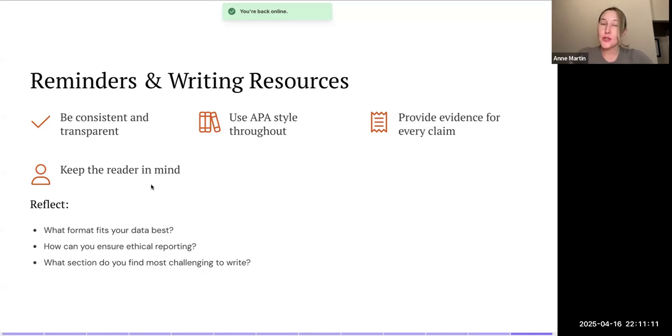Oh, I did want to mention too, at the end of chapter 1, there's an example of an APA manuscript that's annotated in the text to show you the different headings. So make sure you check that out in the text. And then also thinking about, how do you demonstrate that you're an ethical researcher in your writing? And which section do you think would be most challenging to write?